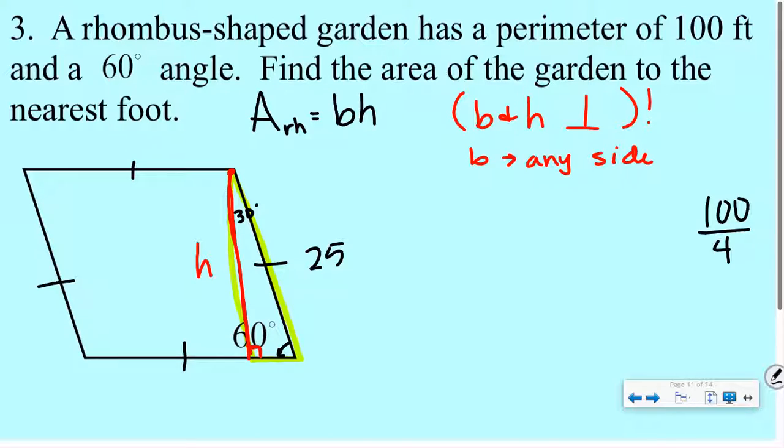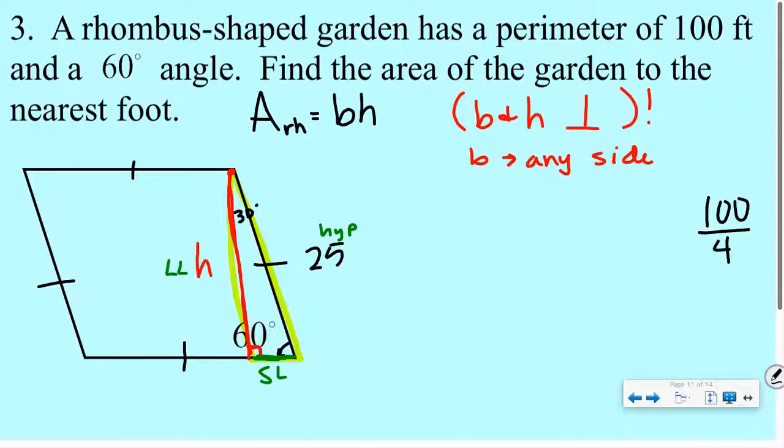The 25, what part of our 30, 60, 90 is that representing? The hypotenuse. The height has got to be one of my legs. Is it the short leg or the long leg? Long leg, because it's across from that 60-degree angle that was already there. Which means this little chunk down here, that's my short leg.